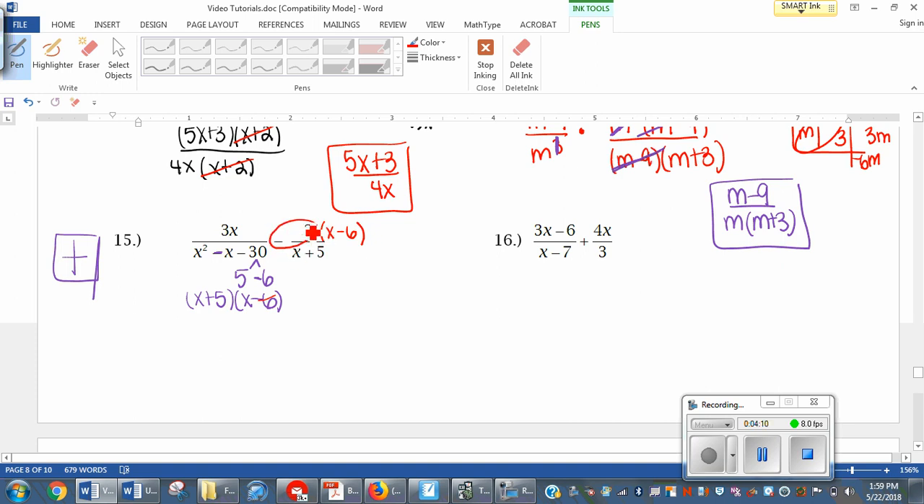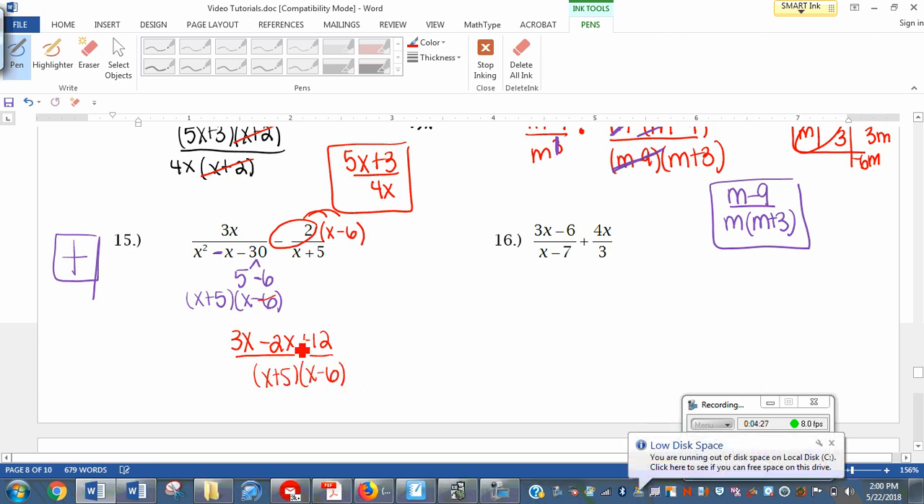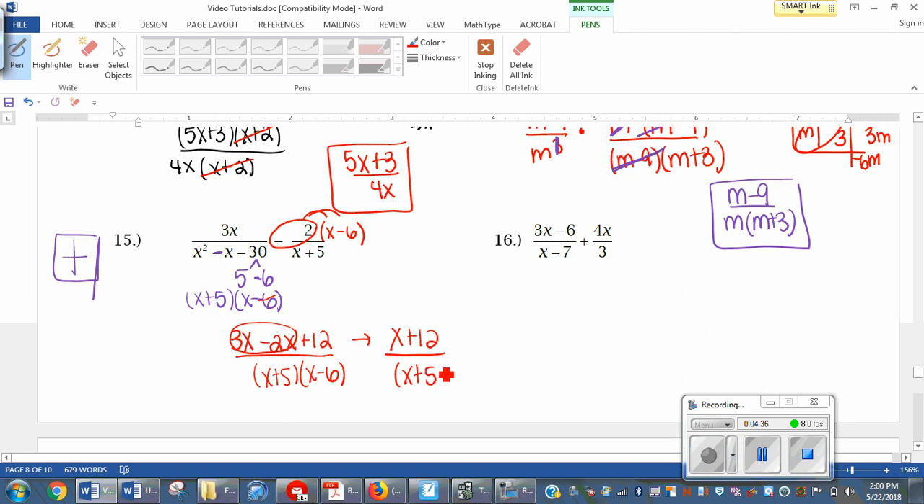You want to think of that as a negative 2 when you go to distribute. So I'm bringing down my 3x. Now I have negative 2x plus 12, from the negative 2 and the negative 6 making positive 12. And then in the bottom I have x plus 5, x minus 6. We're going to combine our like terms, so we have x plus 12. In the bottom I have x plus 5, x minus 6. And that's going to be my final answer.